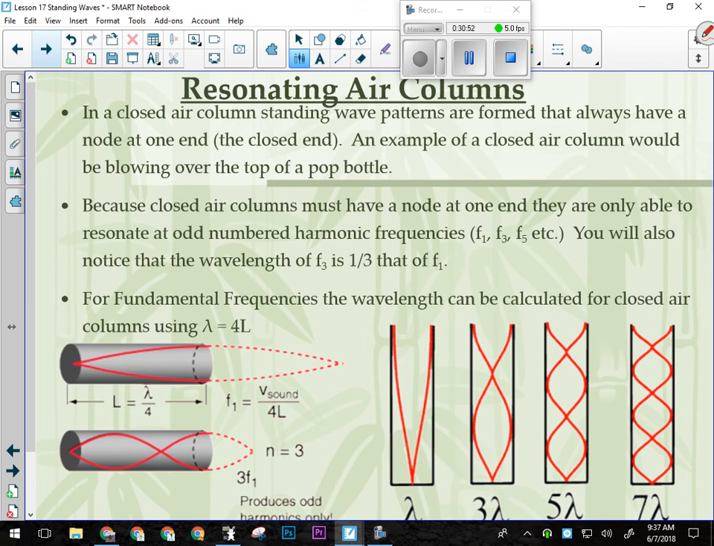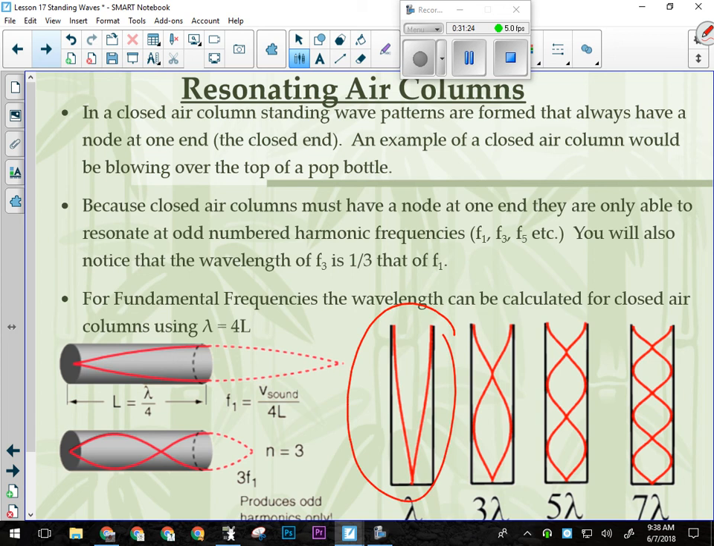All right, so we're going to look at closed air columns first. So in a closed air column, if I blow across the top of it, I'm going to produce standing wave patterns of different kinds. Okay, but what happens is the waves travel down the tube and they hit the end that's closed, and they reflect off of that in the same way that the waves traveling along the spring bounced off the hands of the two people holding it. Okay, so they reflect off the bottom and they interfere, and we get a standing wave pattern that looks like this.